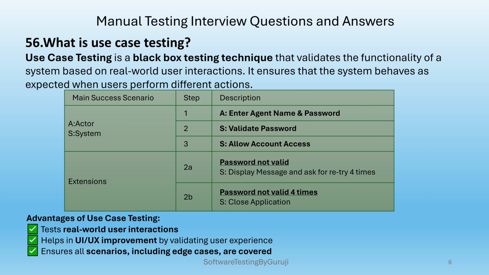First is actor step: enter agent name and password. System validates password. System allows account access. Next is extension. 2A steps: password not valid. Then system displays message and asks for retry 4 times. Then 2B: password not valid 4 times. Your system closes application or it will lock your account.